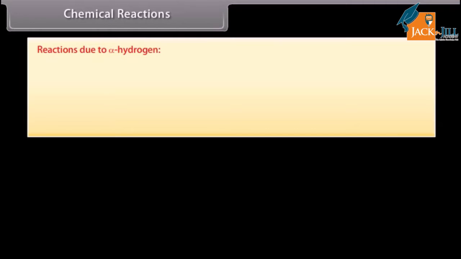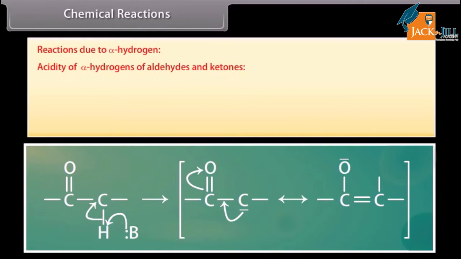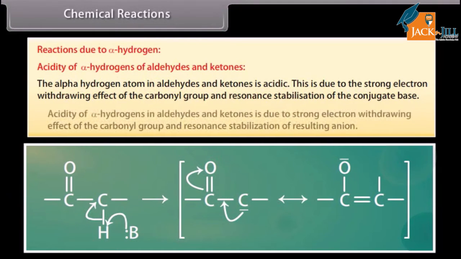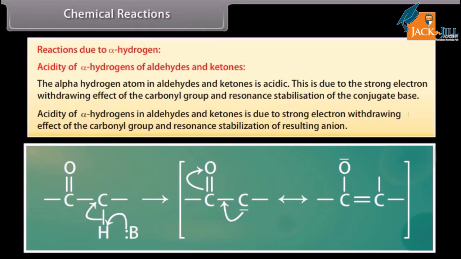Chemical reactions. Reactions due to alpha hydrogen. Acidity of alpha hydrogens of aldehydes and ketones. The alpha hydrogen atom in aldehydes and ketones is acidic. This is due to the strong electron withdrawing effect of the carbonyl group and resonance stabilization of the conjugate base. Acidity of alpha hydrogens in aldehydes and ketones is due to strong electron withdrawing effect of the carbonyl group and resonance stabilization of resulting anion.